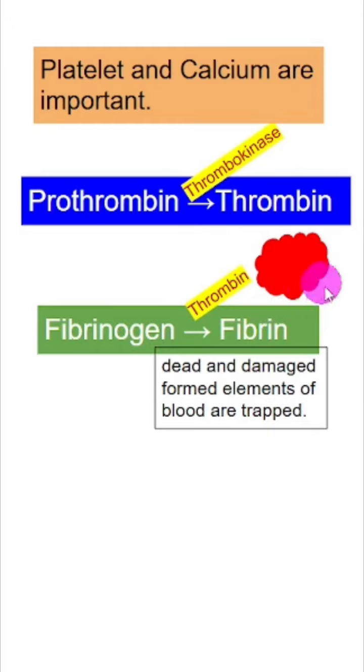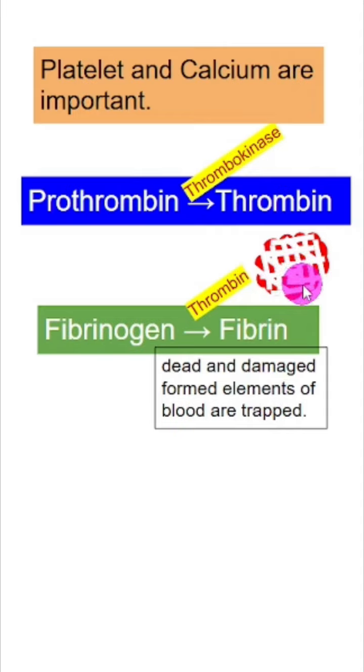This is the damaged area, and blood is leaking out. When fibrinogen forms the fibrin threads, these threads will start to form a network, a meshwork kind of thing. This is going to hold the dead and damaged formed elements, and this is called the clot. So everything grouped together will help in sealing that area.